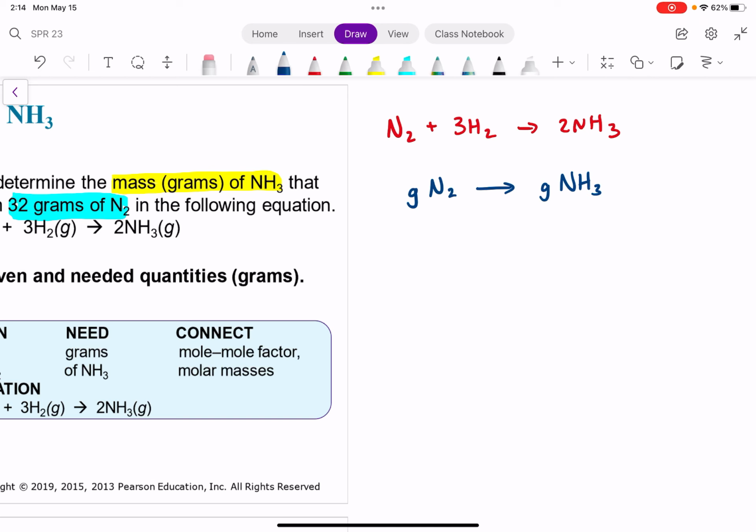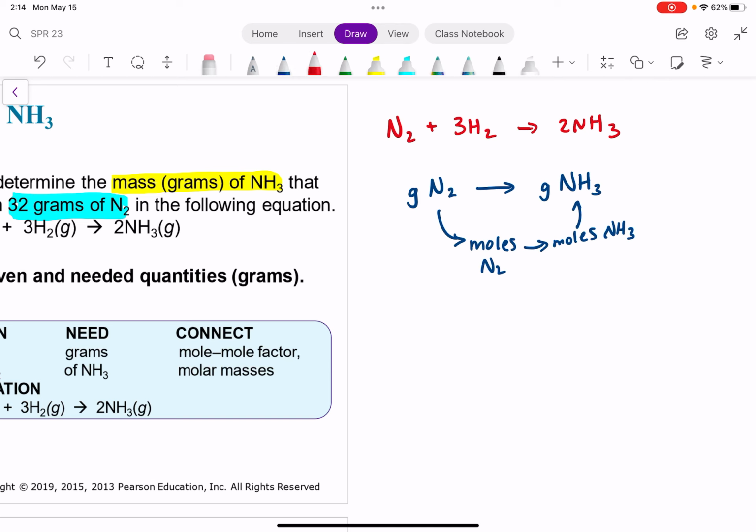Can we go straight from grams of something to grams of another thing using our balanced equation in one step? No, we can't go straight there. We need to convert to moles first, and once we convert to moles, we can convert back to grams. So we'll go from grams of N2 to moles of N2, then moles of NH3, and then grams of NH3. So I think that will work.